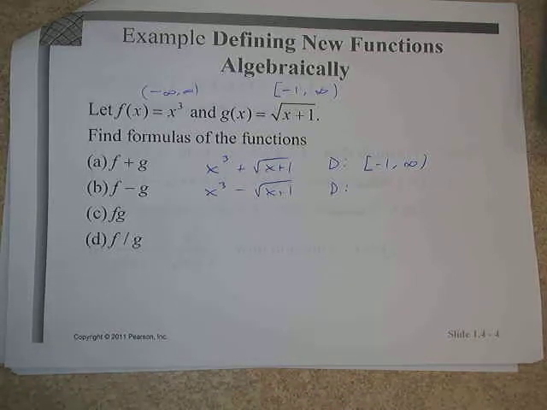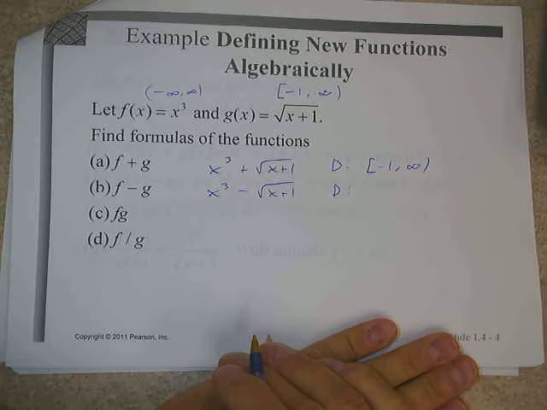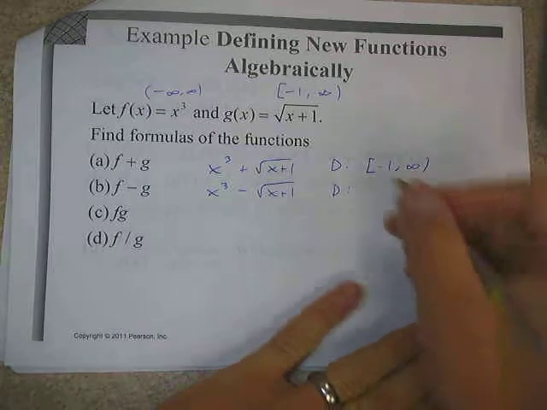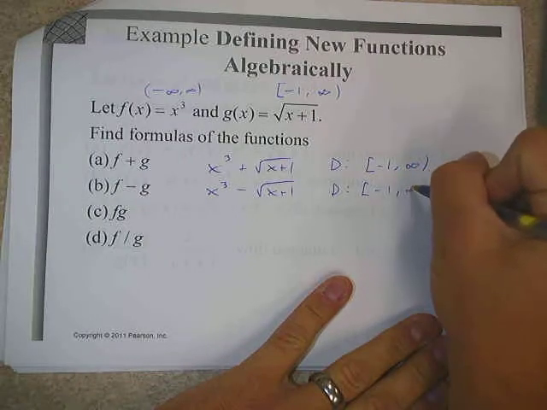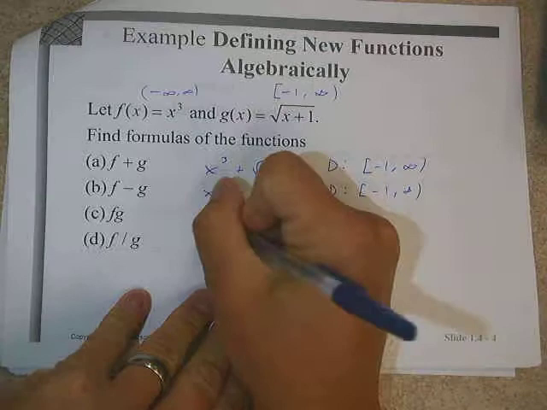Again, adding and subtracting are like term situations. There are no like terms here, so we just have to leave it like that. Okay. And how about domain? Any different than what we just had for the first one? So we'd have negative 1 to infinity.